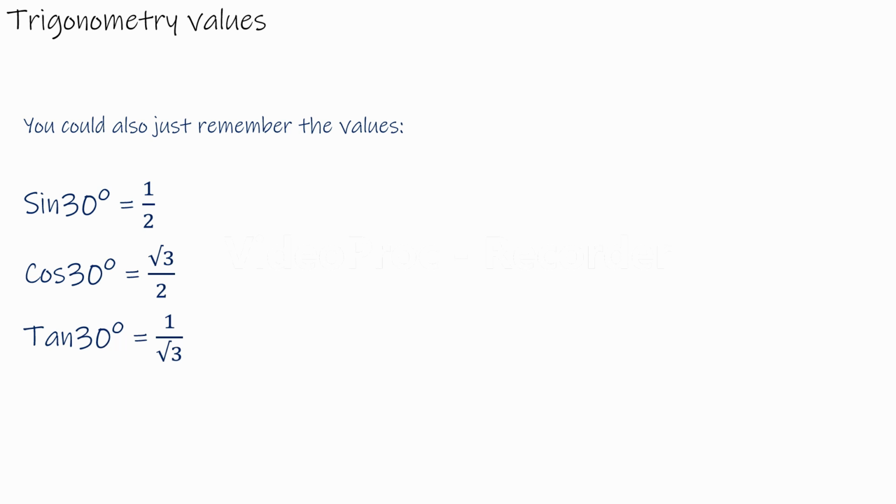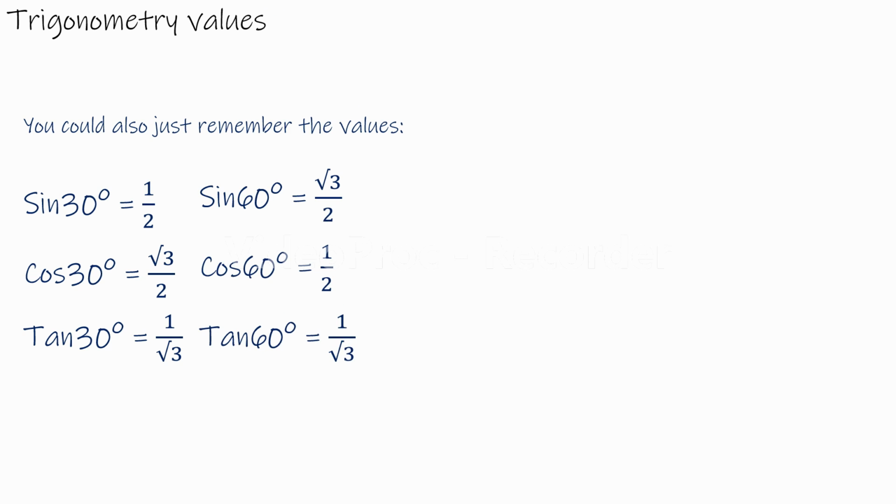For our 60 degrees, we can say that sine 60 degrees is root 3 over 2, cos 60 degrees is 1 over 2, or a half, and tan 60 degrees is 1 over root 3. And finally, our 45 degrees can be shown with sine 45 degrees being 1 over root 2, cos 45 degrees being 1 over root 2 as well, and tan 45 degrees simply being 1.